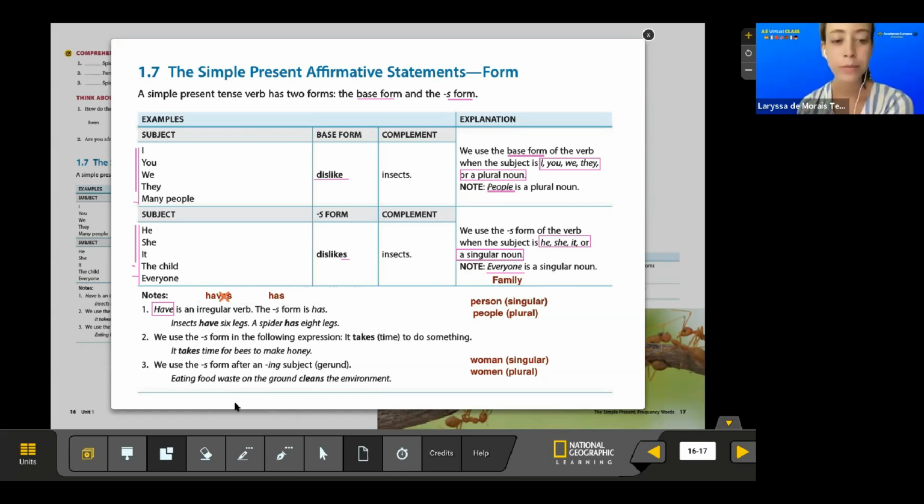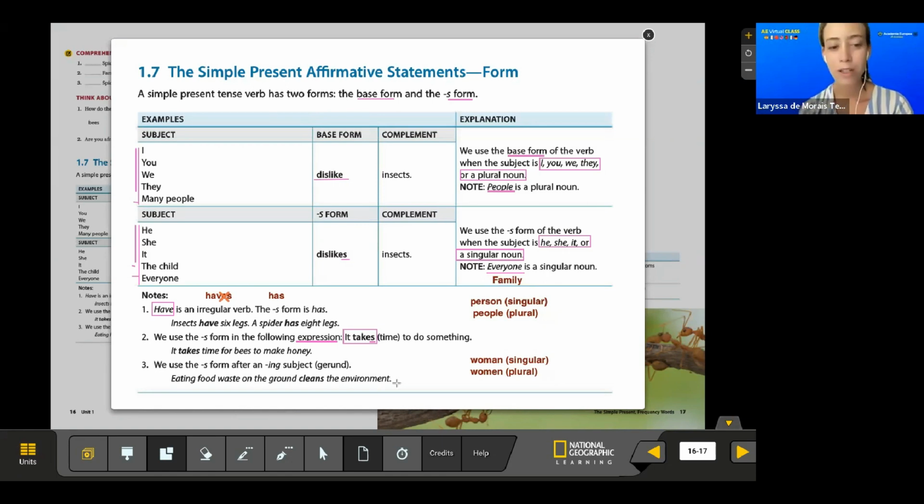And we have some expressions like it takes. It takes time. It's used to say that we need to wait a long time. So when I say that it takes time for bees to make honey, I'm saying that they take like a long time. It's not fast, okay? It takes time. It's a process. So this is an expression and we use it with the third person singular. So it takes with the S form.